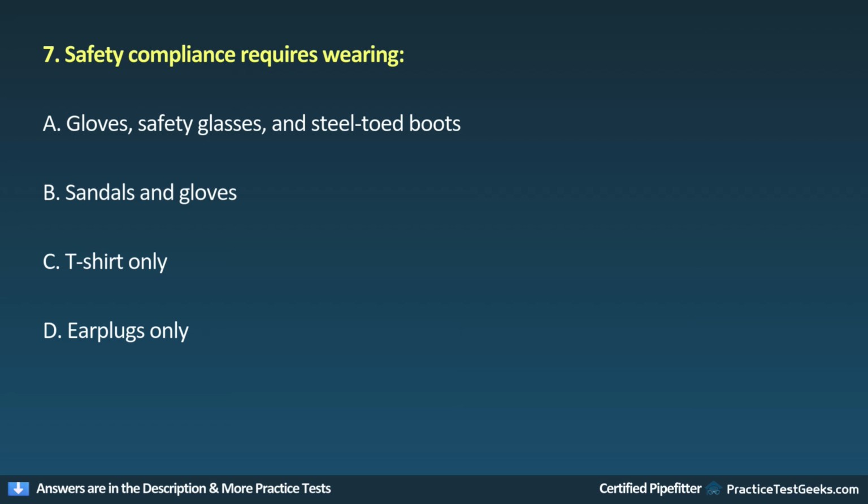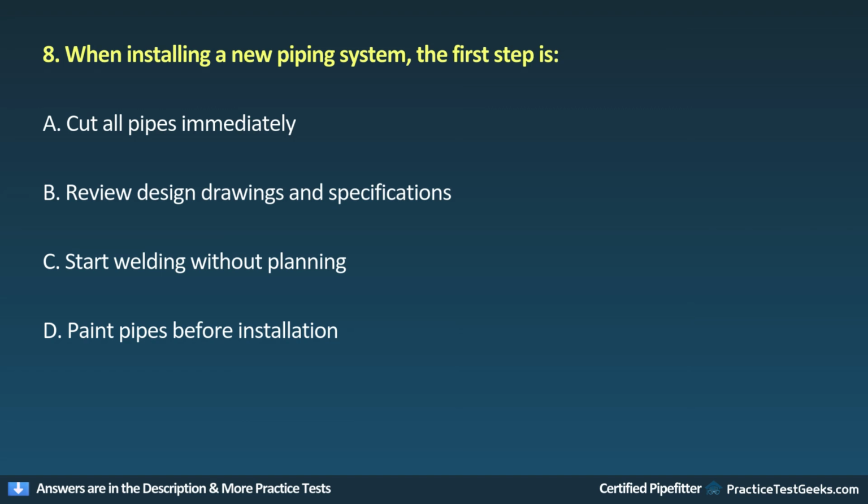7. Safety compliance requires wearing A. Gloves, safety glasses, and steel-toed boots. B. Sandals and gloves. C. T-shirt only. D. Earplugs only. 8. When installing a new piping system, the first step is A. Cut all pipes immediately. B. Review design drawings and specifications. C. Start welding without planning. D. Paint pipes before installation.